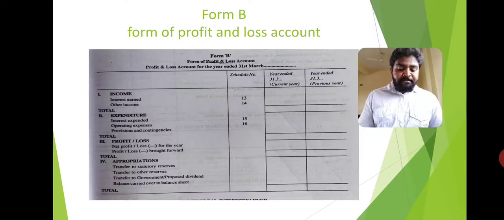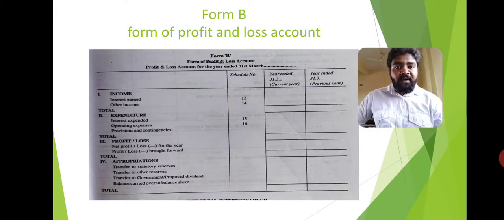These two schedules, schedule number 13 and schedule number 14, we need to consider under the head of income. While preparing a profit and loss account, there are 4 headings: first income, second expenditure, third profit and loss, and last appropriations. These two, 13 and 14, we consider under the head of income. Next you make the total, then you come to the second heading, that is expenditure.